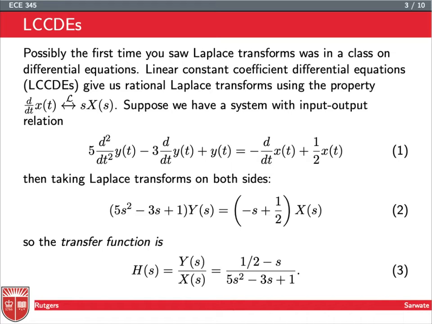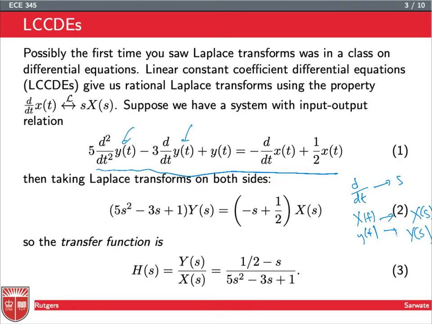Okay, so suppose we have a system with an input-output relationship given by a linear constant coefficient differential equation. Here we have a second-order derivative of y, a first-order derivative of y, then a first-order derivative of x, and then x. So the recipe is simple. We just convert d/dt to s, and x(t), y(t) go to X(s) and Y(s). That's really just a letter-by-letter substitution, if you like.